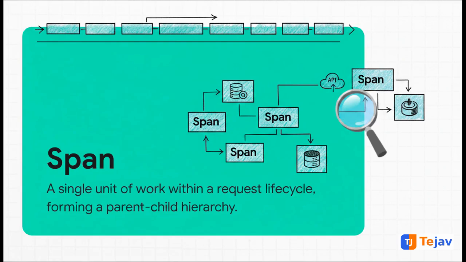Now, let's zoom in a little closer on how that timeline is actually built. A trace is composed of multiple, smaller building blocks called spans. A span represents a single unit of work within a request lifecycle.